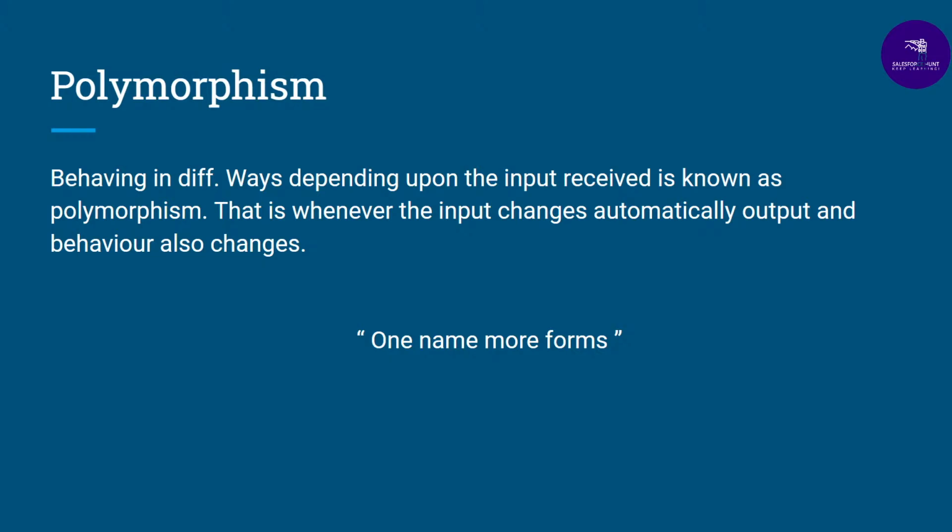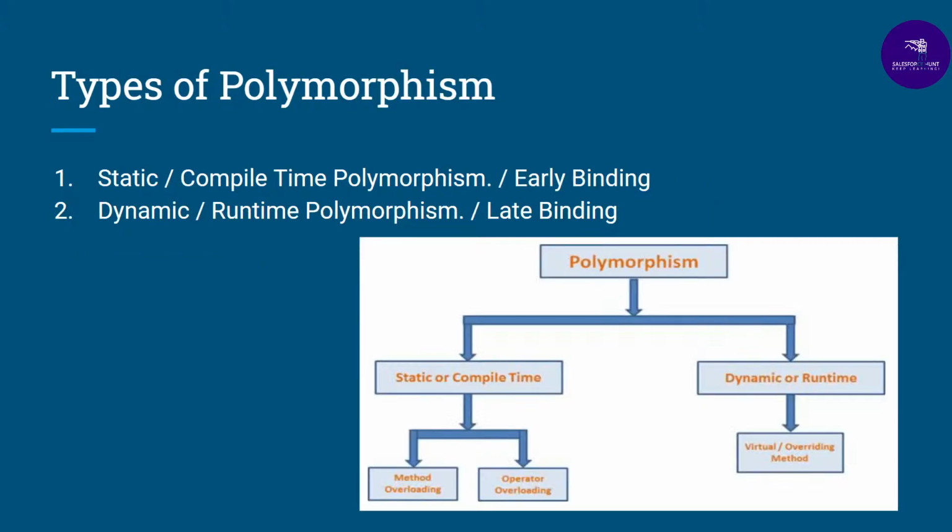So let's get started. You can see the types of polymorphism. We have two types of polymorphism in the real world. One is static, compile time polymorphism, or early binding. These all mean the same. The second type is dynamic, runtime polymorphism, or late binding. These are also the same, but based on your requirement you can take it from here.